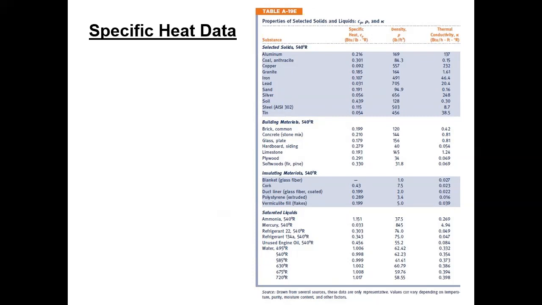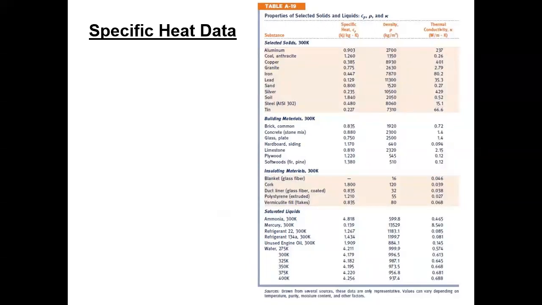Insulating materials, and then liquids. So look at water. See, water is real nice. Down at the bottom, we got from 495 up to 720 Rankine, and basically it's 1. I like that. I can remember that. You can leave it out of the equation, except for making the units work, and you still get the right answer. That's nice. Okay. And there's the corresponding table in SI units.